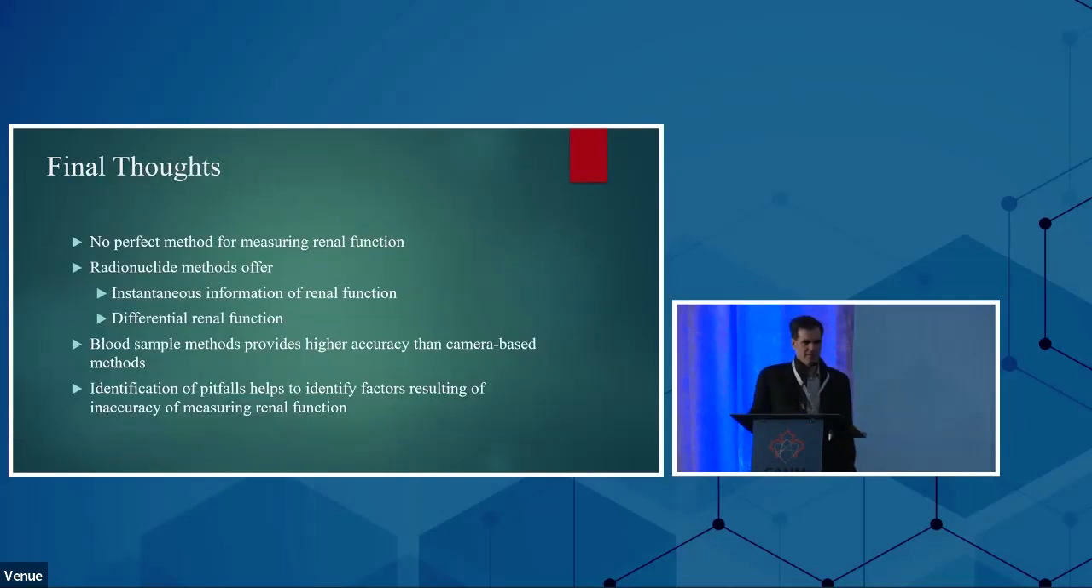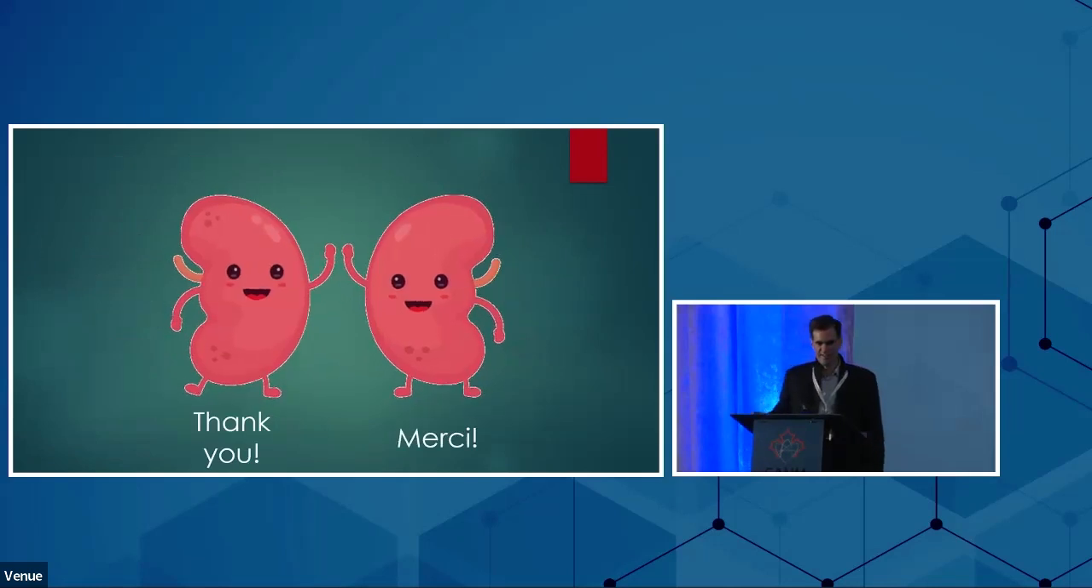So, final thoughts: there's no method to perfectly measure renal function. Radionuclide offers more instantaneous information on renal function. It provides differential renal function. Blood samples are more accurate than the camera-based method. And knowing the pitfalls may help to identify factors resulting in inaccuracy of measuring renal function. So this is it. Thank you for your attention.